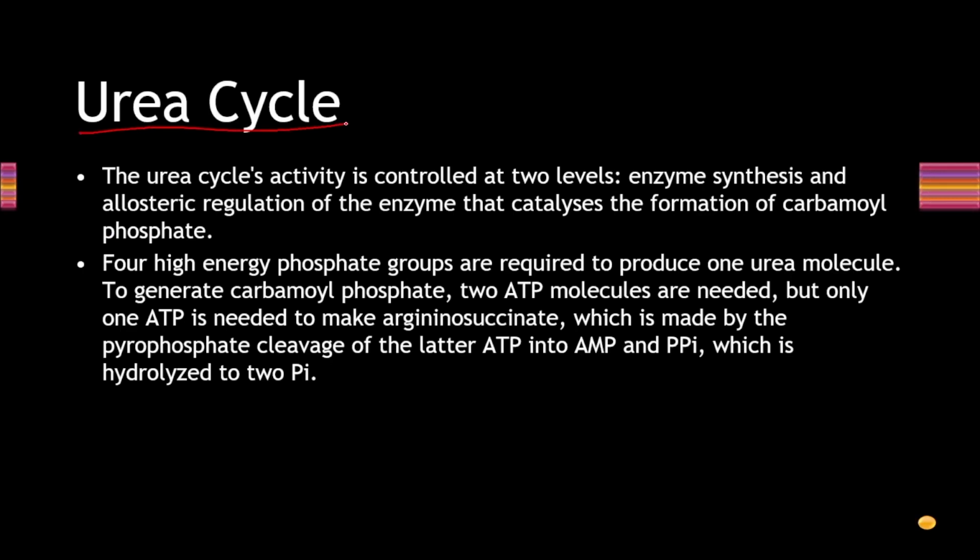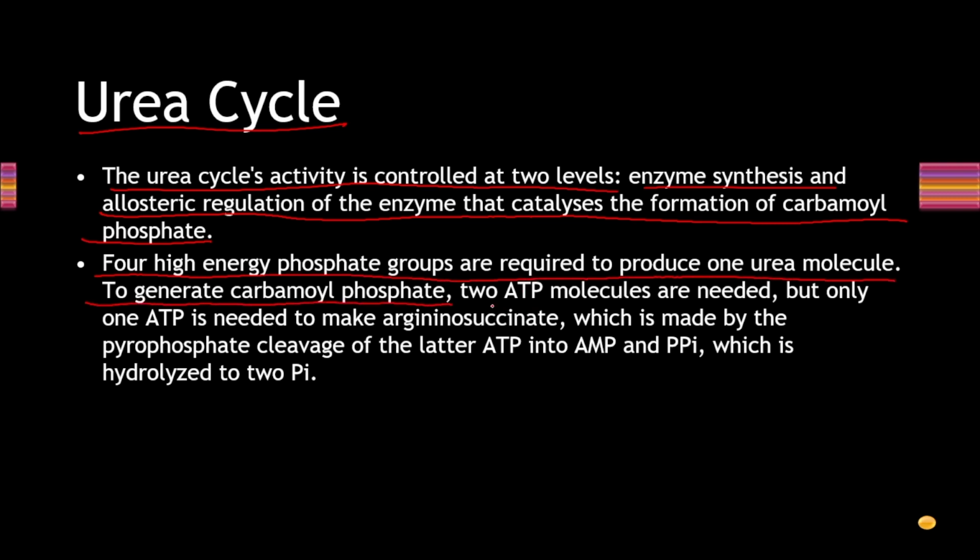So the urea cycle's activity is controlled at two levels: enzyme synthesis and the allosteric regulation of the enzyme that catalyzes the formation of carbamoyl phosphate. Four high-energy phosphate groups are required to produce one urea molecule. To generate the carbamoyl phosphate, 2 ATP molecules are needed, but only 1 ATP is needed to make the arginosuccinate, which is made by the pyrophosphate cleavage of the latter ATP into AMP and PPi, which is hydrolyzed to give the 2 Pi.